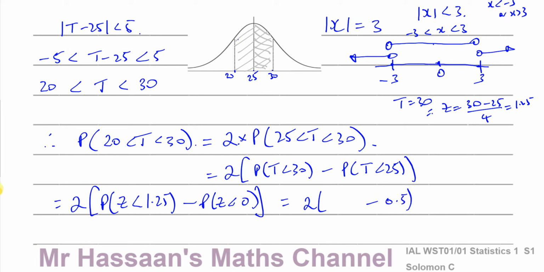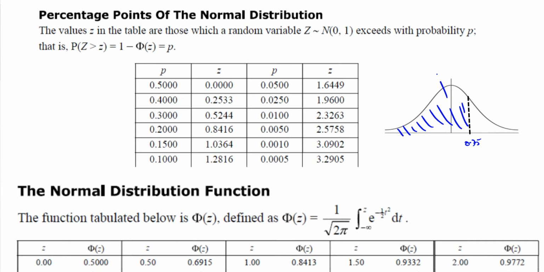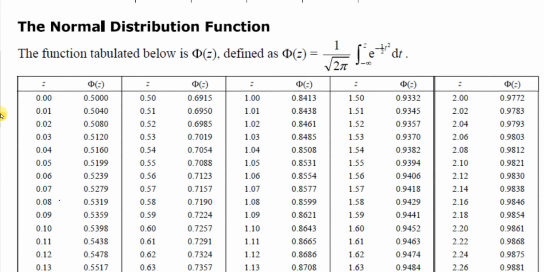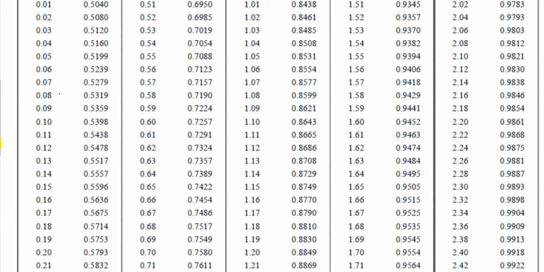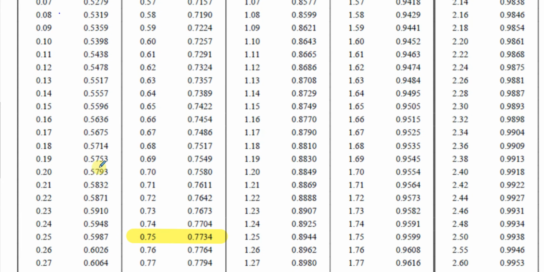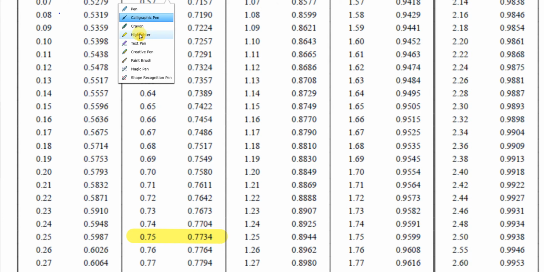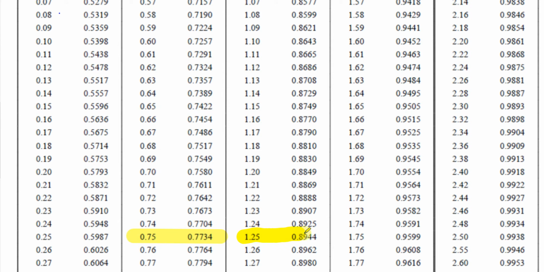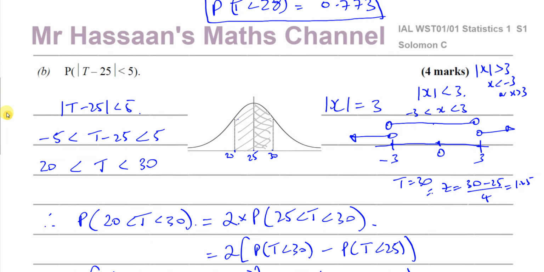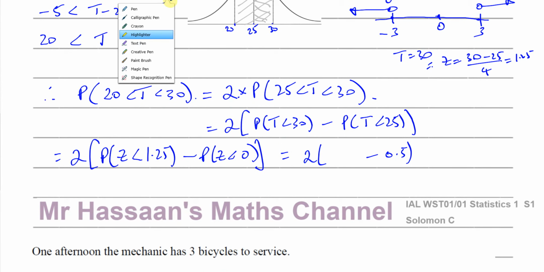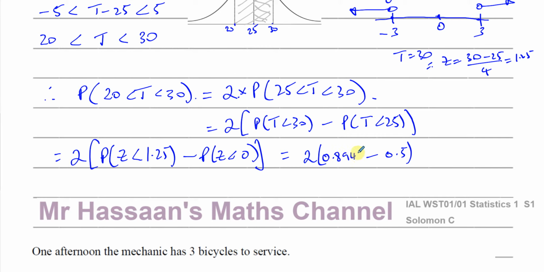That's where I go back to my table, and I go to 1.25 this time. Where's 1.25? It's right over here. So 1.25 is over here, which is 0.8944. So I'm looking for that value, 0.8944. So I go back to where we were. So this is 0.8944. And if I subtract these and multiply by 2, I get my answer.